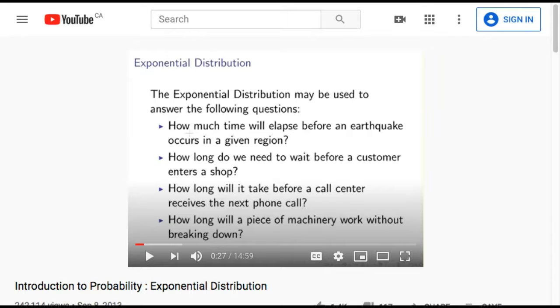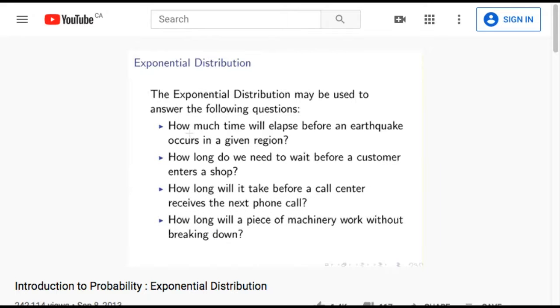No. I understand. You have to collect data. But if you're living in a known earthquake region, wouldn't it be good to know approximately when an earthquake would hit? Yes. Okay, so these are real world situations.